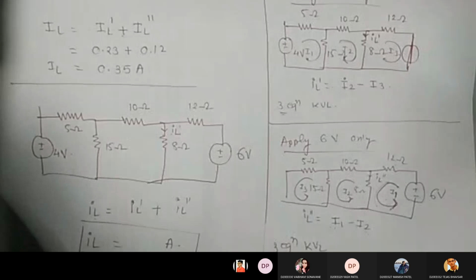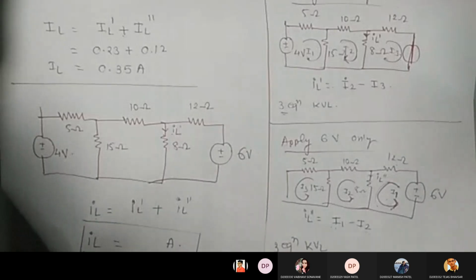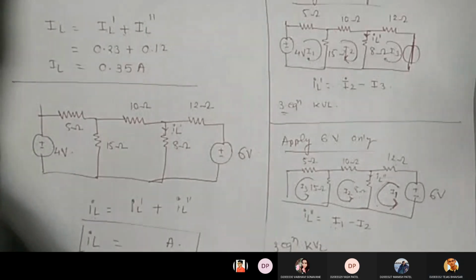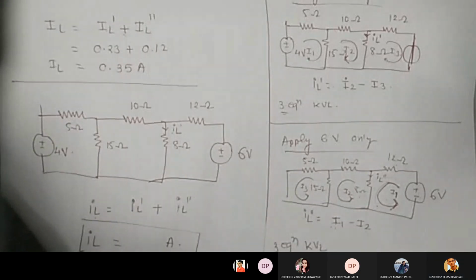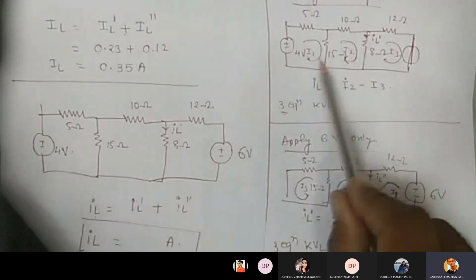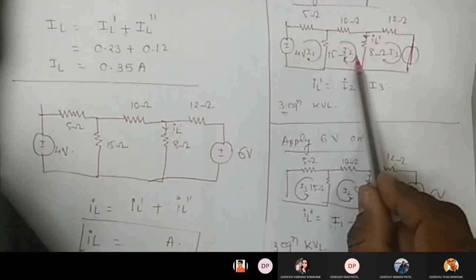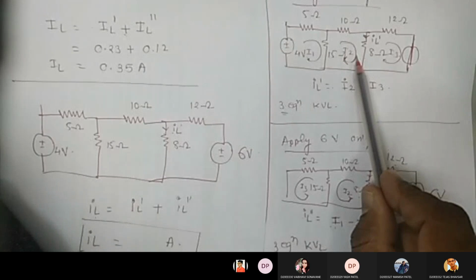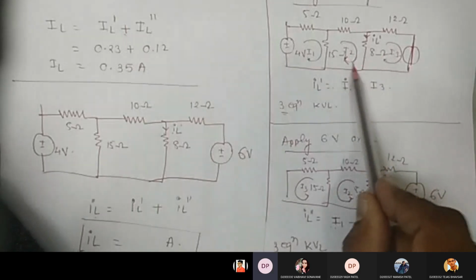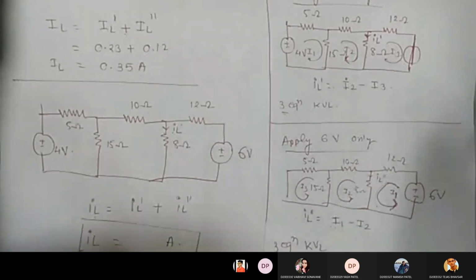How many of you have done this example? I hope everybody has done. Yes, sir. Okay, Mihir, just give me the first final equation for this circuit with 4 volt. Mihir, where is Mihir? Yes, sir.